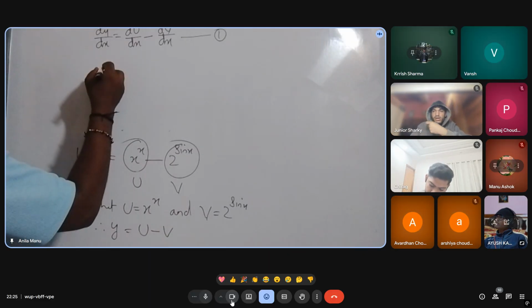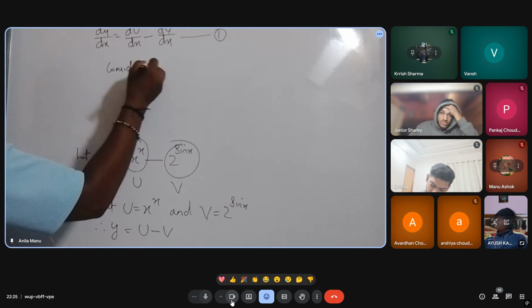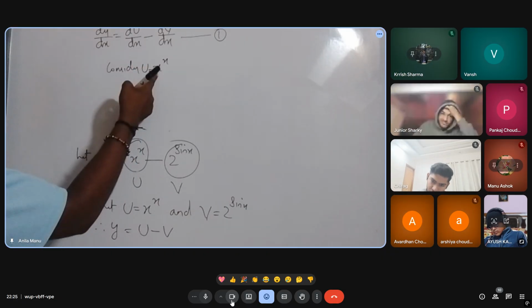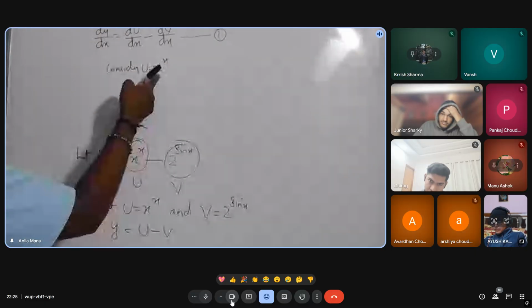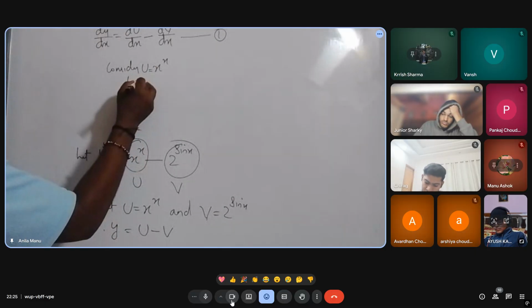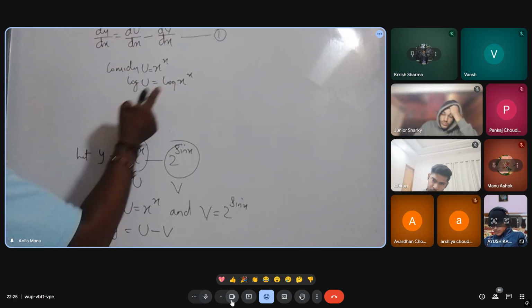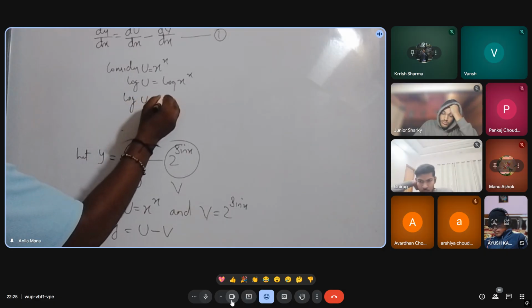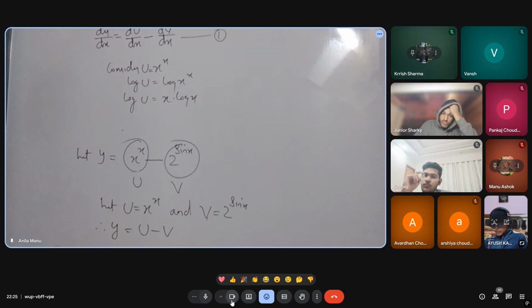So first I am going to consider x raised to x. U is equal to x raised to x. Then you understood that this is of the form function raised to function. That's why we take logarithm on both sides. So log u is equal to log x raised to x, log m raised to n form. So log u is equal to x log x. So you got a product of two functions. Now differentiate both sides with respect to x.